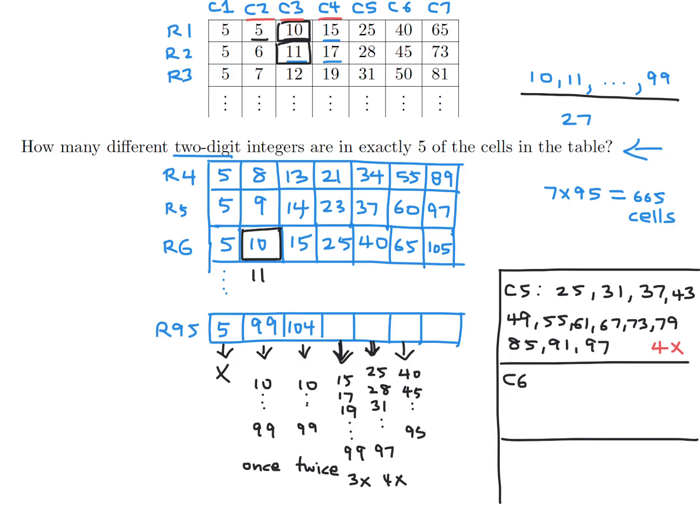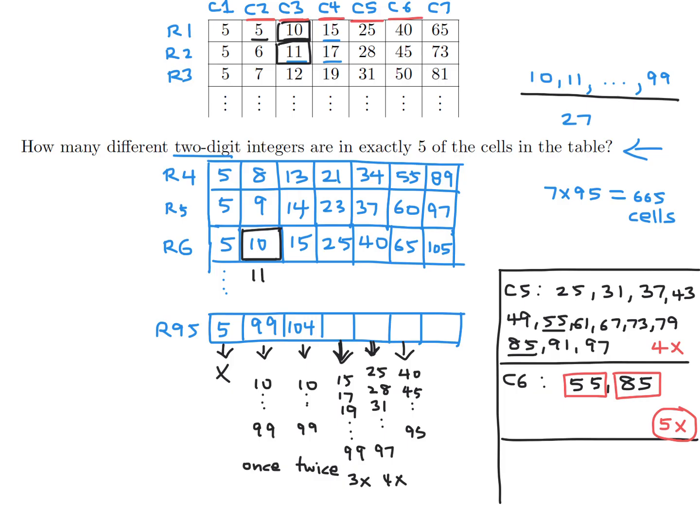Now, is there anything that appears in C5 that would appear in C6? I think this one and this one. Yeah. The 55 and the 85 are the only ones that would appear in both of those. So those 2 numbers appear 5 times. So there we go. I hope that made sense. So these numbers appear in C2, C3, C4, C5, and C6. 5 times, which is exactly what the question asked for.